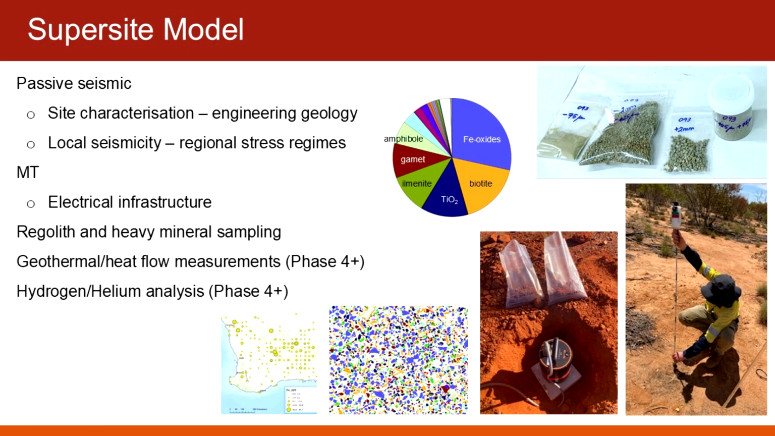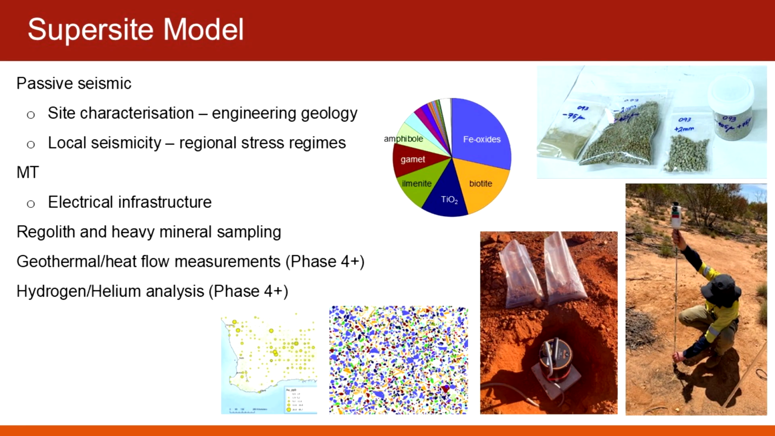So, of course, we're doing the passive seismic, and we're not just interested in the deep lithospheric components of that. There are things like site characterisation, engineering geology that we can use that information for, local seismicity, looking at regional and state scale stress regimes with the MT. There's a lot of work that we can put into electrical infrastructure. We don't want to be putting, for example, a green energy hub in a site that's hugely conductive, so that when we get electrical storms, we destroy all of the infrastructure. So there's a lot of extra things that we can do.